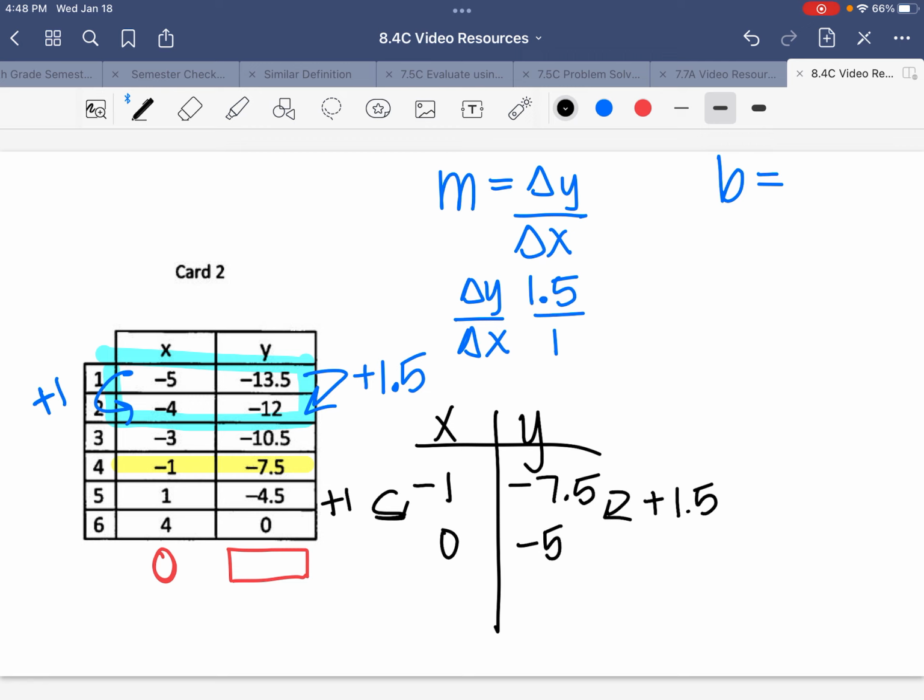So working backwards, very similar to the table we just looked at, we had to work backwards to find the value of y when x was equal to 0. So if y is negative 5 when x is equal to 0, that means that it is our y-intercept. And that's all we're doing for today.